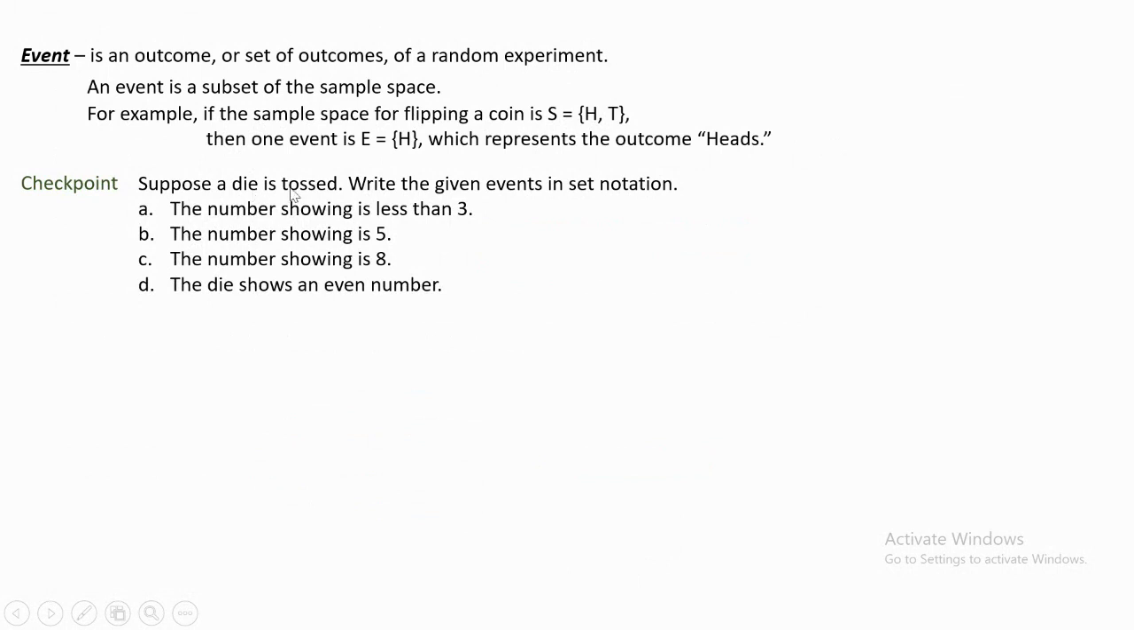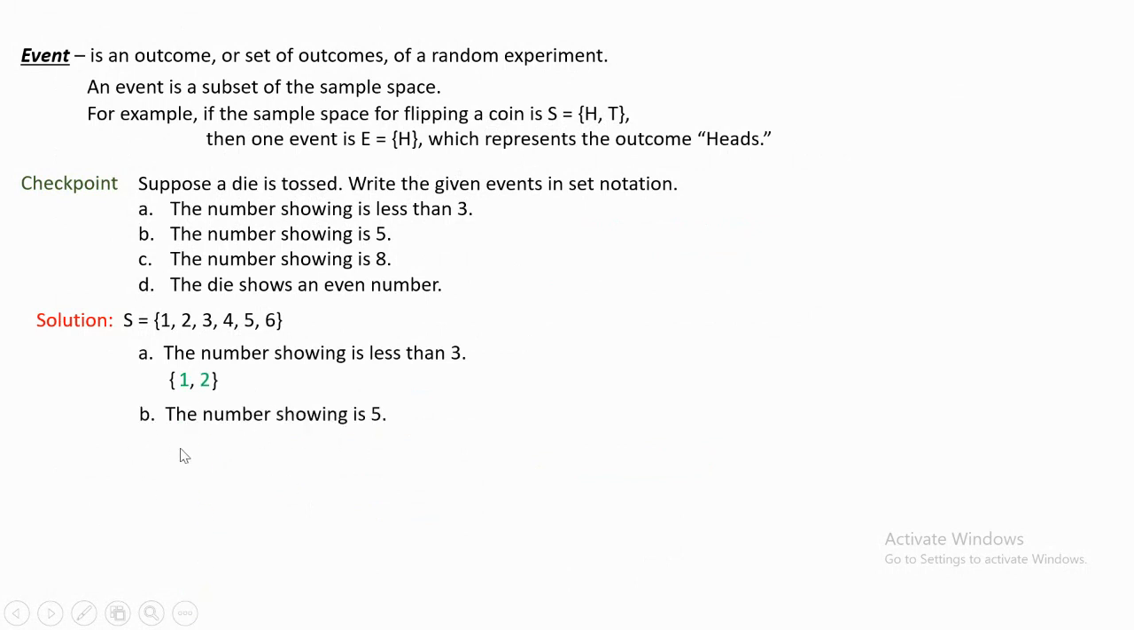Checkpoint. Suppose a die is tossed. Write the given events in set notation. A: the number showing is less than 3. So this is my sample space. Numbers less than 3 will be 1 and 2. For B, the number showing is 5. So it's going to be just a set with the number 5 in there. For C, the number showing is 8. That's going to be the empty set, because the die only goes from 1 through 6.